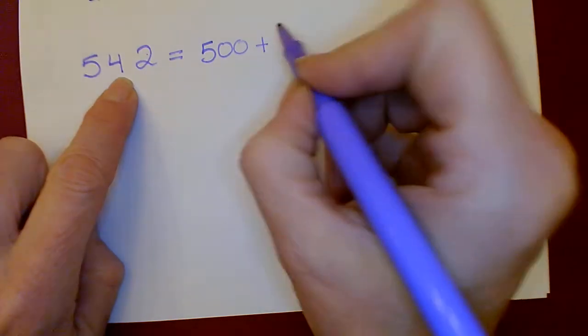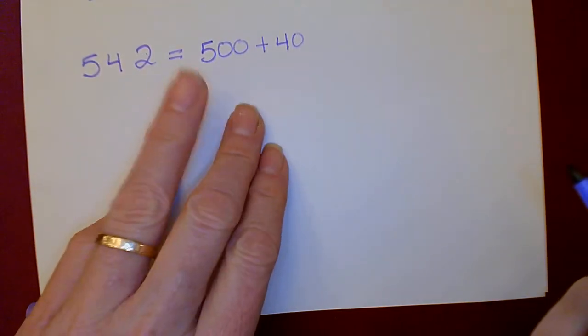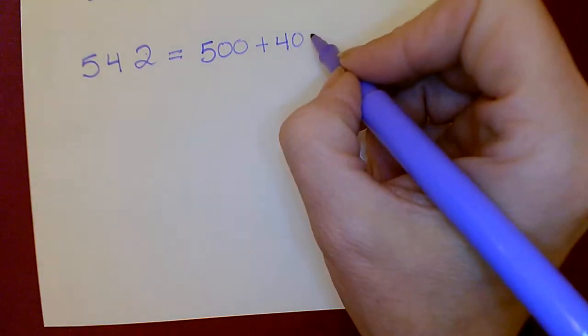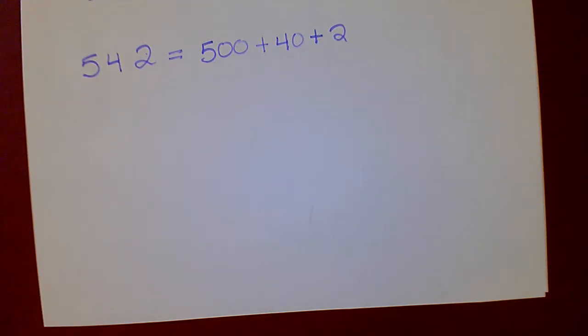And then I have 4 tens, which is 40. And again, you could do 4 tens, 10, 20, 30, 40. And then to that, I'm going to add my 2 ones. So that's expanded form. All right, let's do one more enormous number.